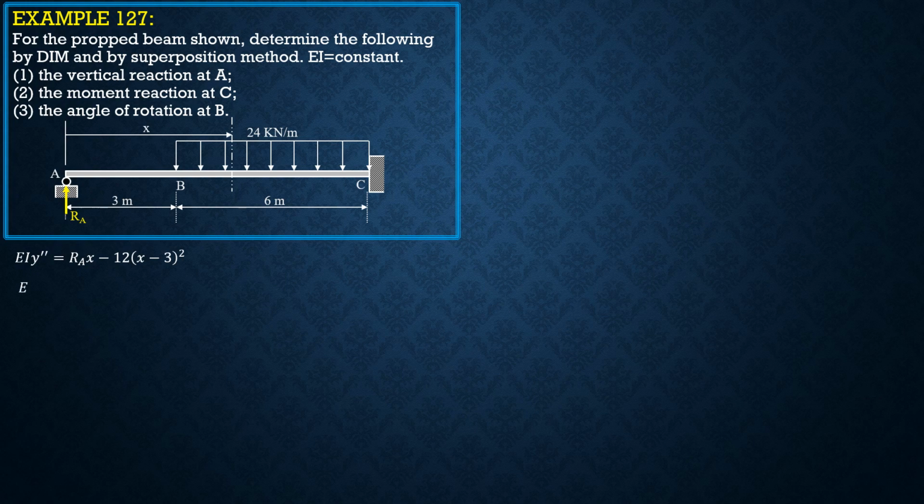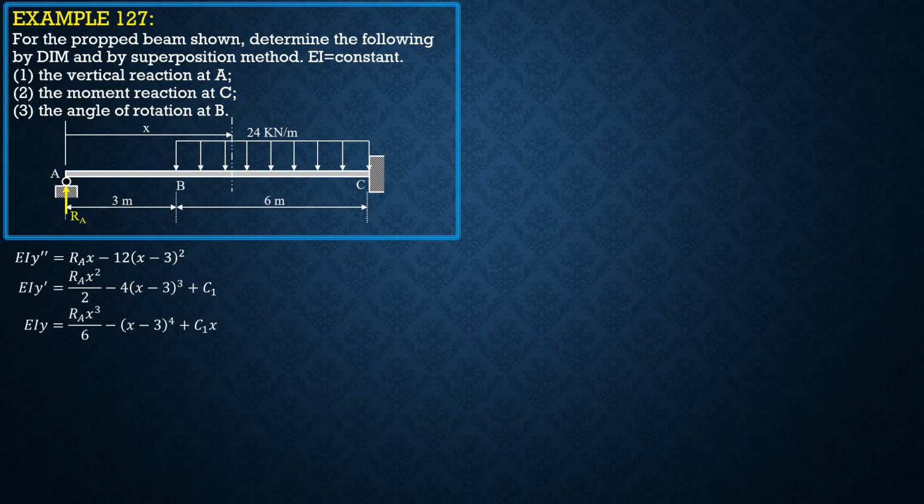So integrating once, EI y prime equals RA x square over 2 minus 4 quantity x minus 3 cube plus C sub 1. So there is slope at A, but there's no deflection at A when x is 0, so there's no C sub 2. Integrating again, EI y equals RA x cube over 6 minus quantity x minus 3 to the 4th plus C sub 1 x. So there's no C sub 2. There's no need to evaluate it because when x is 0, y is 0.